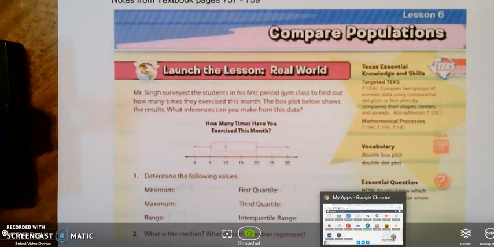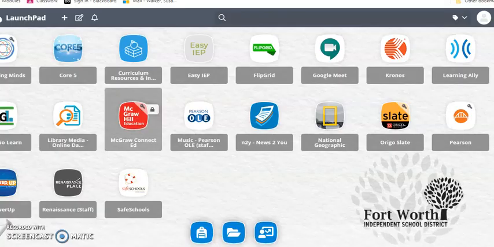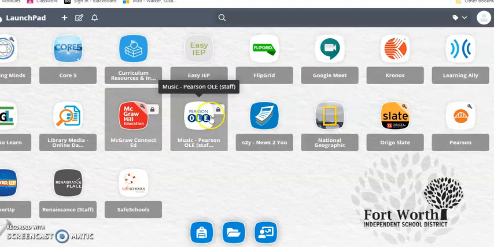Hey guys, we are going to be working with box plots today. I'm getting this from the textbook, so in case you want to follow along with your book, you can go to the apps page. You are probably very familiar with this. Press McGraw Hill.